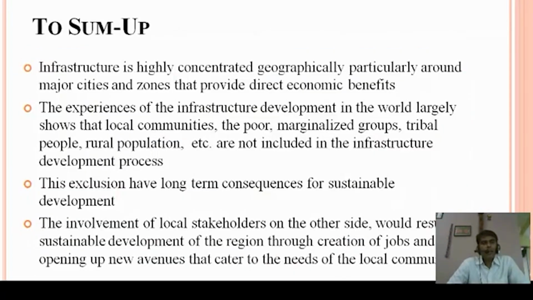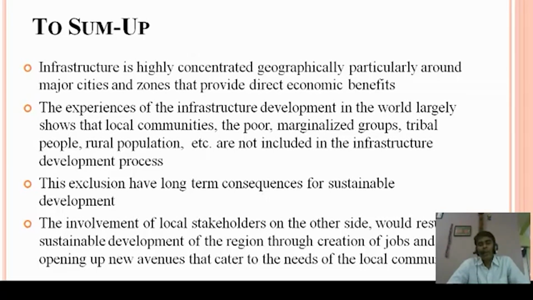To sum up, we can say that infrastructure is highly concentrated geographically, particularly around major cities and zones that provide direct economic benefits to urban people. The experience of infrastructure development in the world largely shows that local communities, the poor, marginalized groups, tribal people, and rural population are not included in the infrastructure development process. This is one of the strange conditions, when we are not connecting the majority of the poor people, marginalized groups, tribals, and rural population while going ahead with infrastructure development projects. This exclusion has long-term consequences for sustainable development, because the more gaps we have in infrastructure generation, the more we invite further gaps, because gaps generate gaps in infrastructure development.